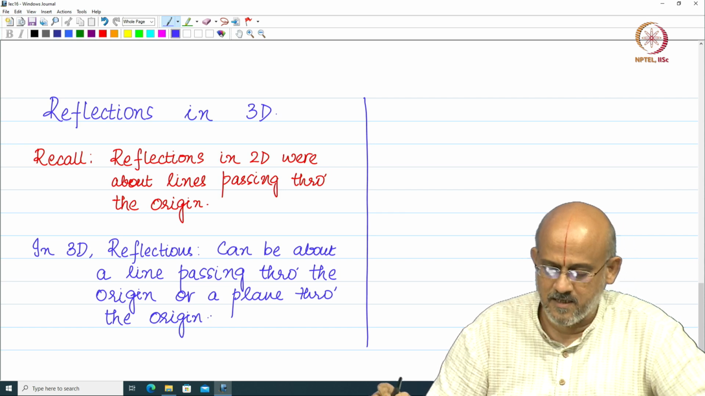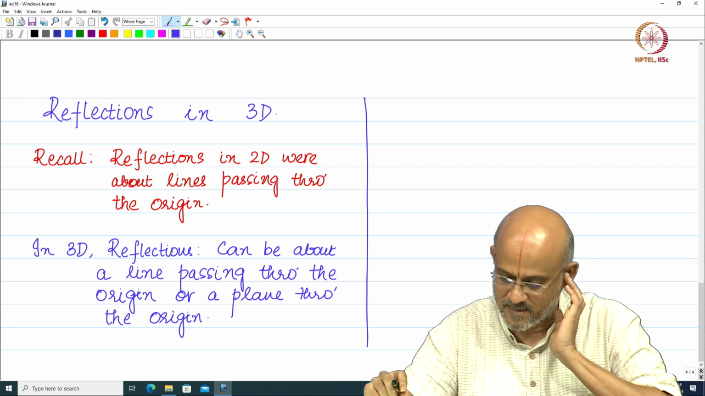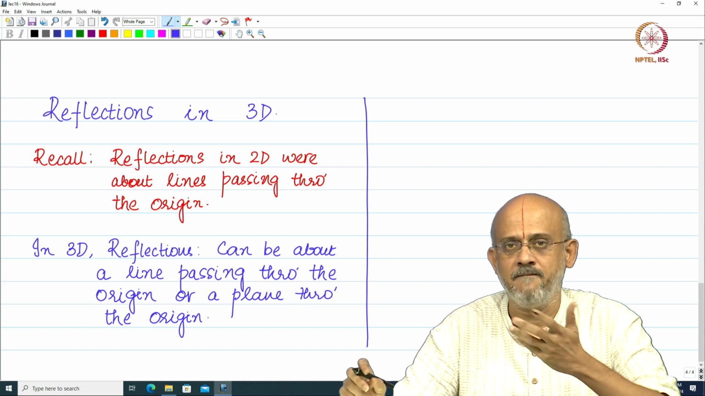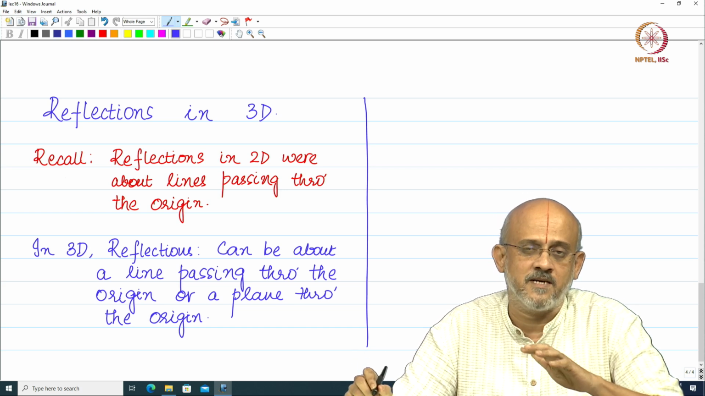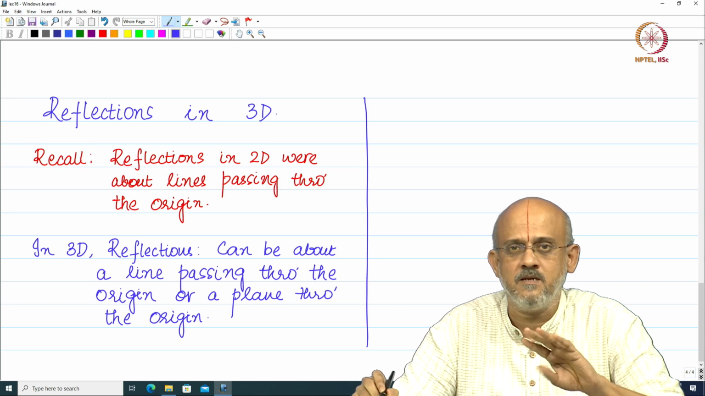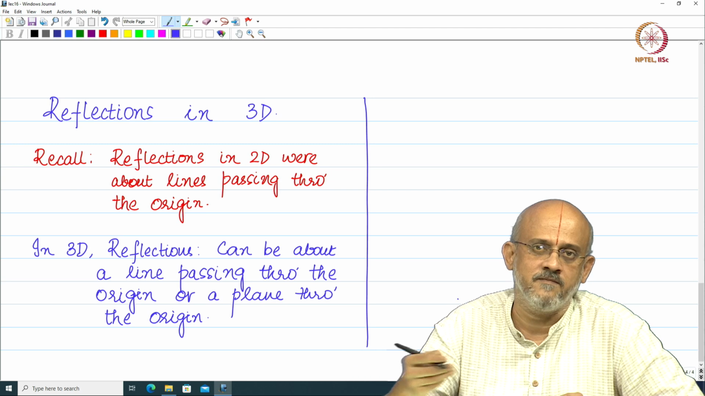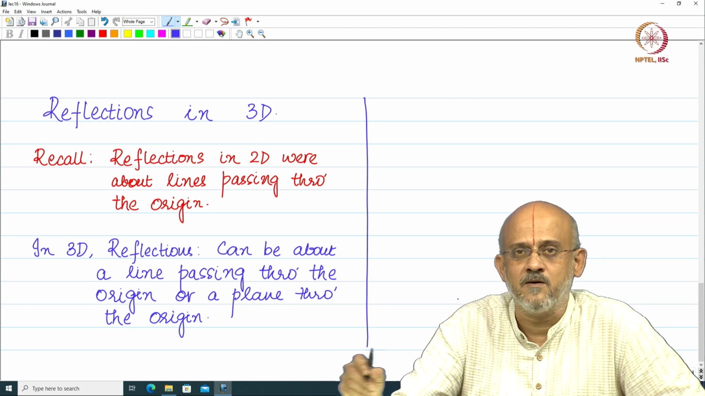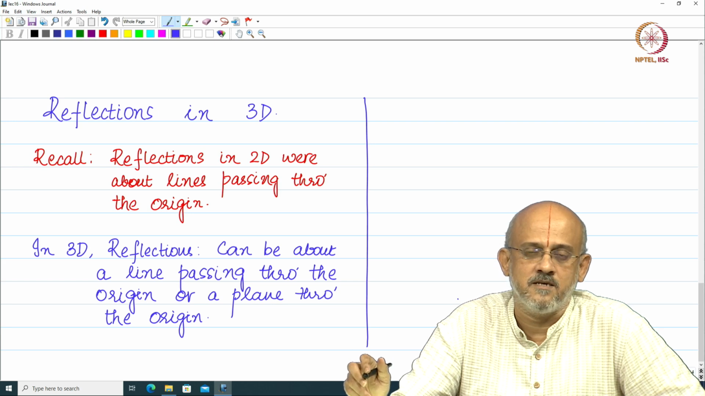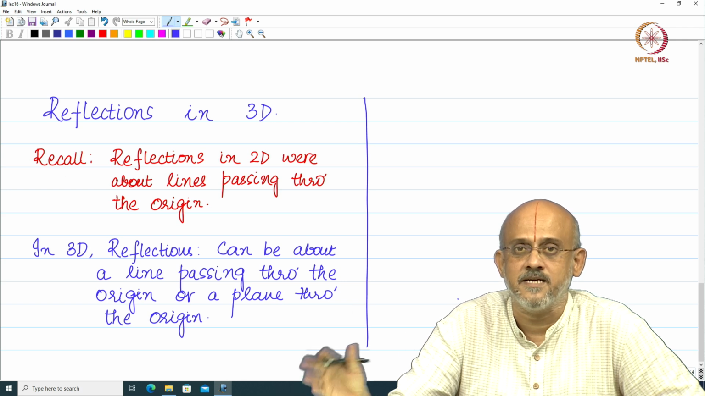Right. So, let us consider one by one. We will look at reflection about a line passing through the origin, for which we will first look at reflection in 2D in a slightly different form than what we did in our 2D lectures. Here we are going to generalize this reflection about a line passing through the origin in 2D. We will try to take the same idea to reflections about a line passing through the origin in 3D, right.